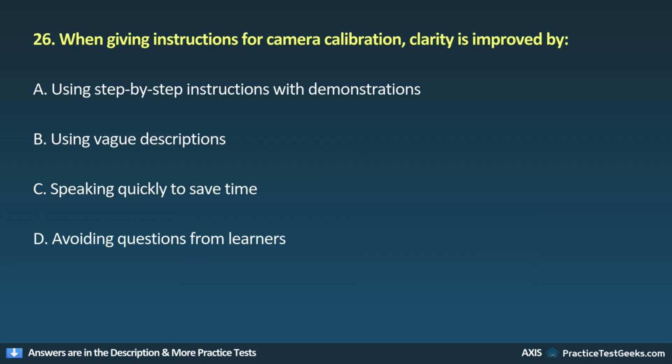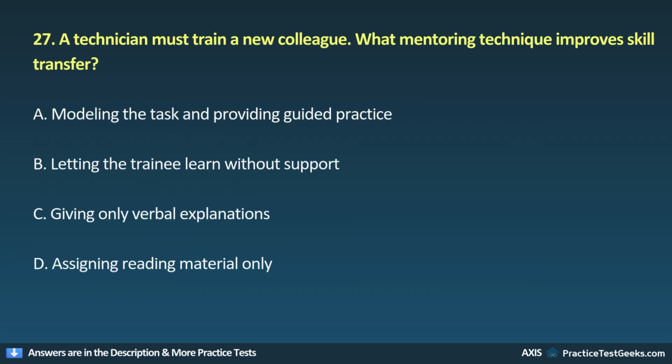26. When giving instructions for camera calibration, clarity is improved by A. Using step-by-step instructions with demonstrations. B. Using vague descriptions. C. Speaking quickly to save time. D. Avoiding questions from learners.